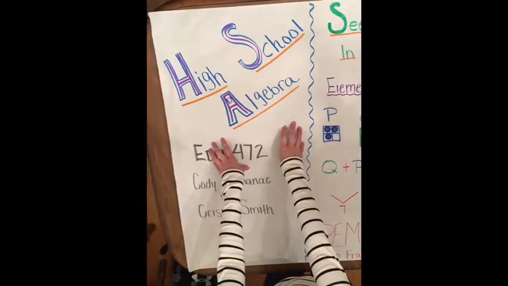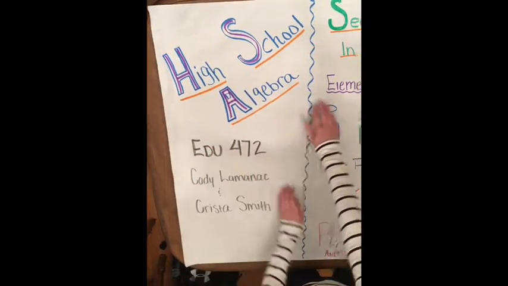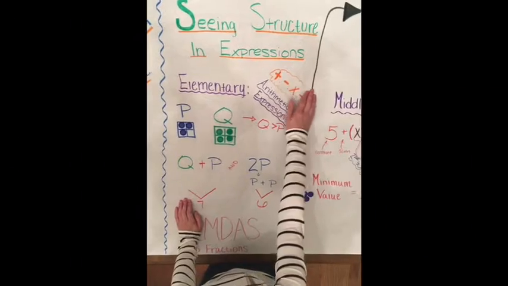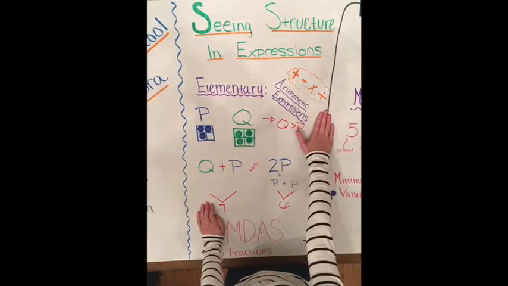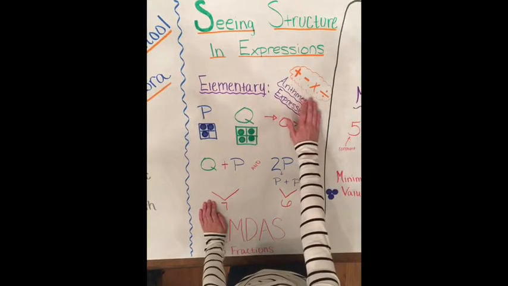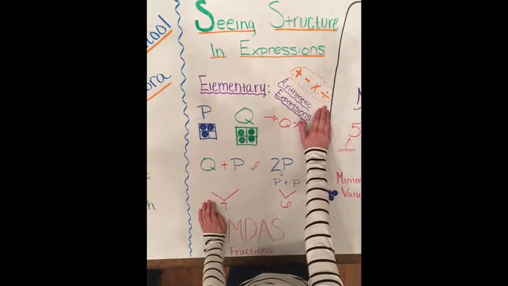Looking at high school algebra progression, we'll start with seeing structure and expressions in elementary. In elementary, they'll be learning arithmetic expressions that involve addition, subtraction, multiplication, and division.